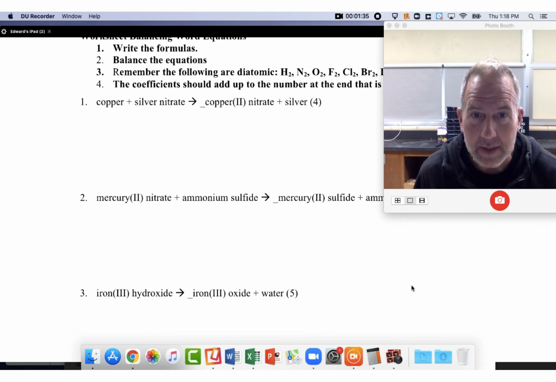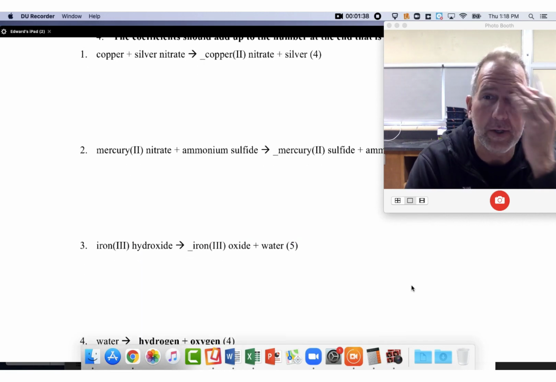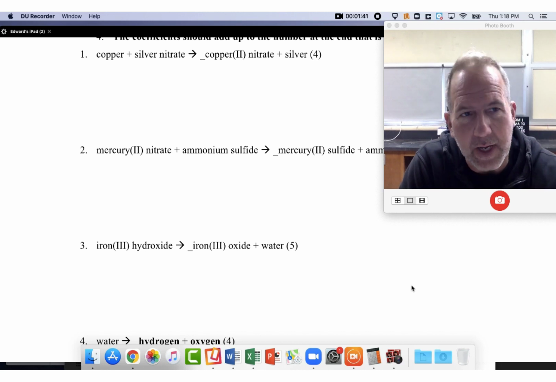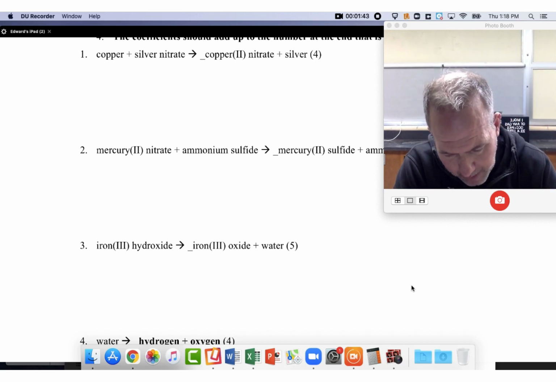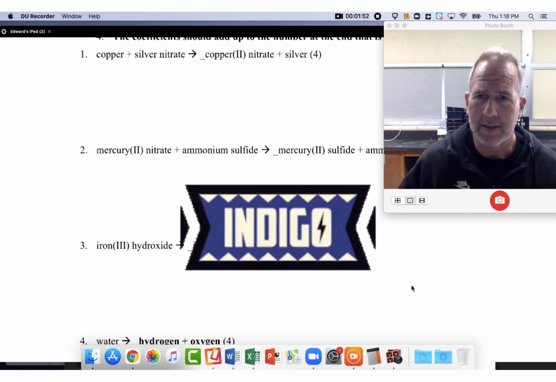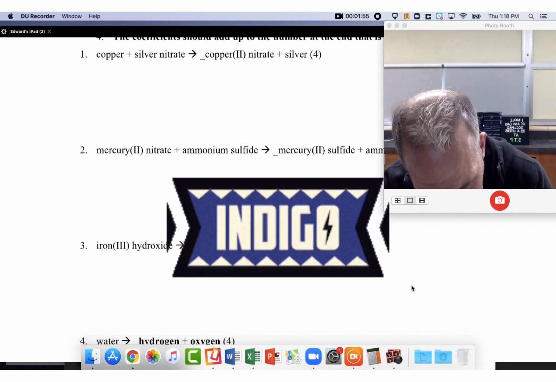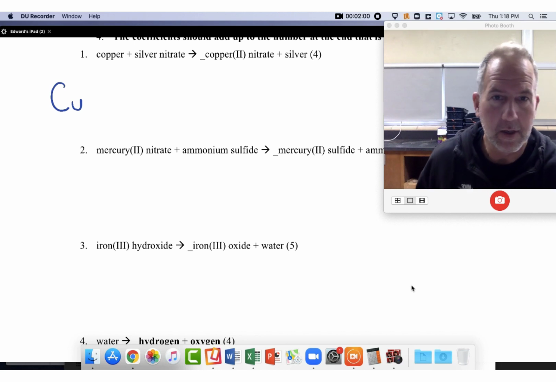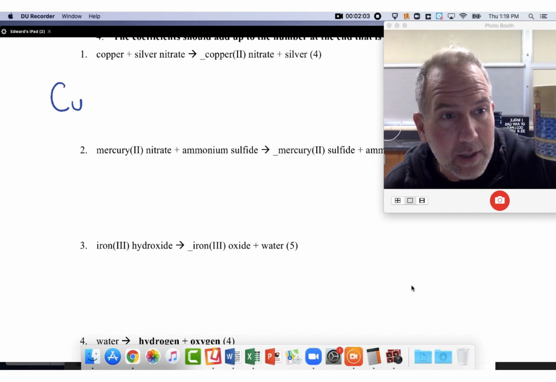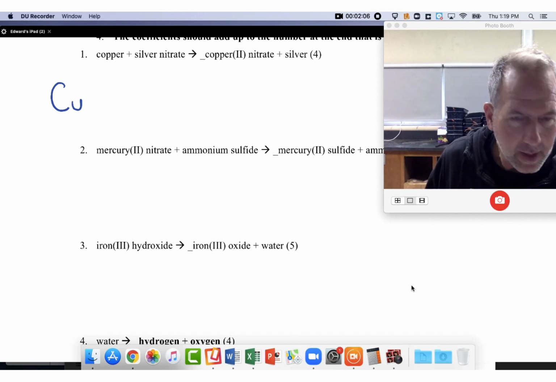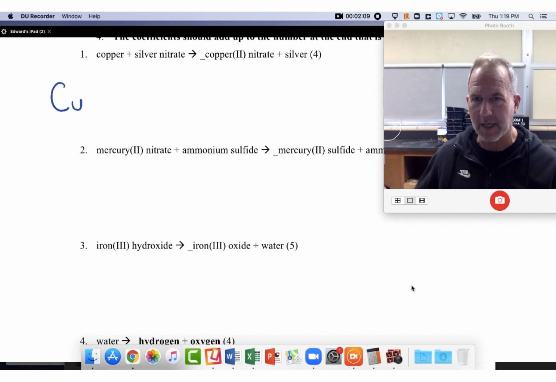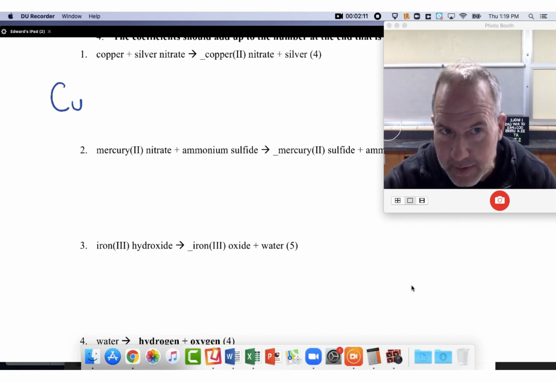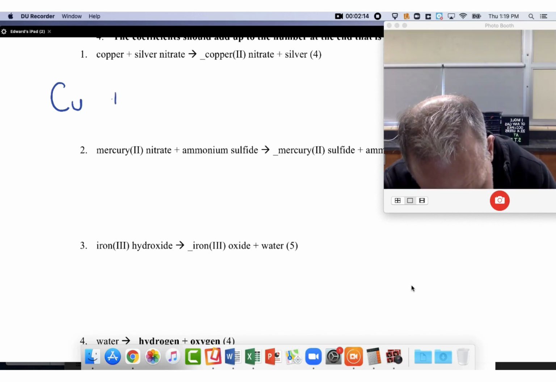All right, let's see what we got here. All right, we're going to start with this top one. It says copper plus silver nitrate. We start off by writing the formula of each thing. Ooh, let's try this indigo. All right, so copper is Cu. Now, if you don't know that, use your table or your periodic table coffee mug so you know what these things are. And so there's copper. Now we don't know the charge, it doesn't tell us there, so we're not going to worry about that. Copper's not diatomic. Plus silver nitrate.